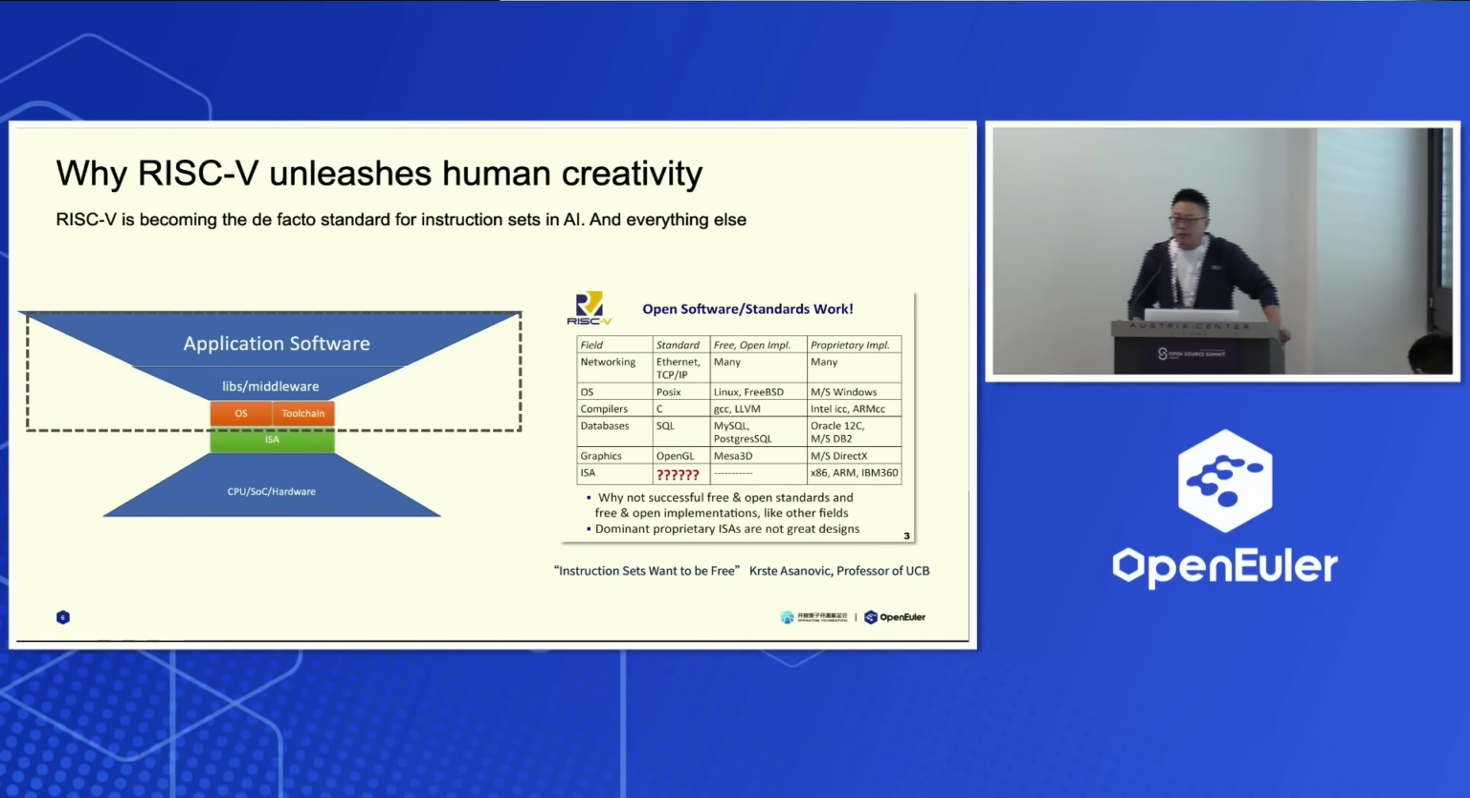Back 40 years ago when the free software movement and the open source movement started, people unleashed the gray box. The gray box means that any software above the ISA can be exchanged and released freely under open source licenses. But any hardware design you're not permitted to put online or share with your friends publicly, because the ISA is not free, and that is where RISC-V sits.